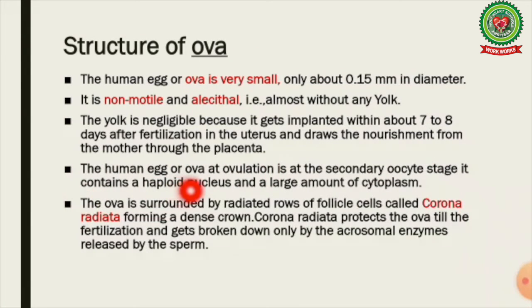The human egg or ova at ovulation is at the secondary oocyte stage. It contains a haploid nucleus and a large amount of cytoplasm. The ova is surrounded by radiated rows of follicle cells called corona radiata, forming a dense crown. Corona radiata protects the ova till the fertilization and gets broken down only by the acrosomal enzymes released by the sperm.